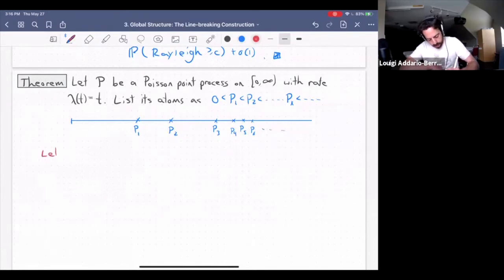Now, what are we going to do with these? I mean, we need to connect this to the tree. So let's take a uniformly random tree in Tn and list its leaves in increasing order of label.